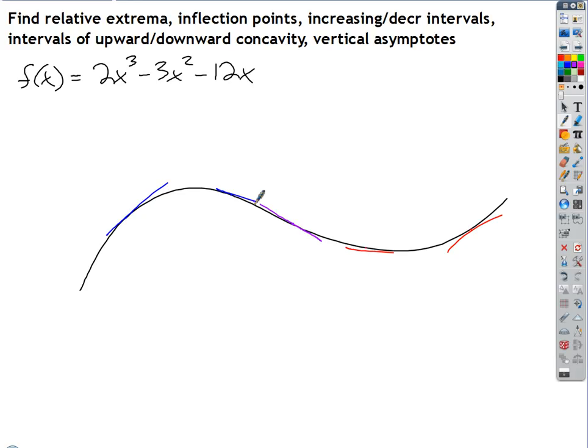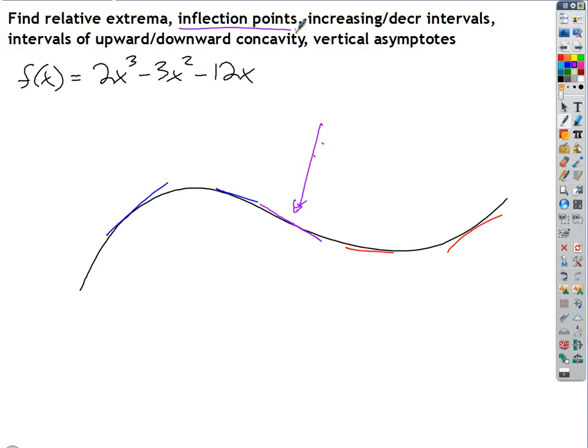So what do we call that place right there? That's an interesting place. That's an inflection point. An inflection point is a transition of concavity. So it's a transition of the sign of the second derivative.